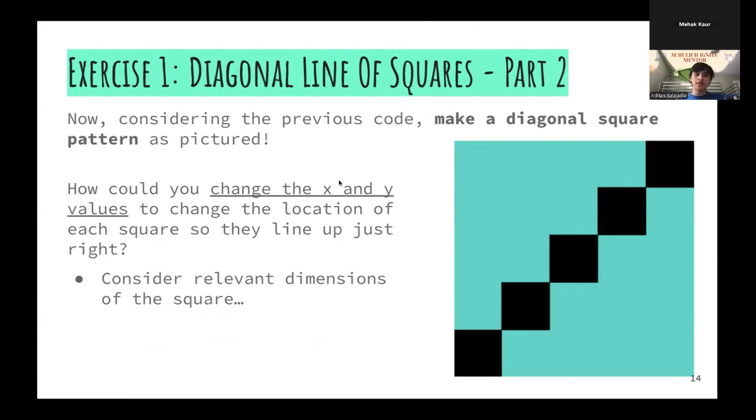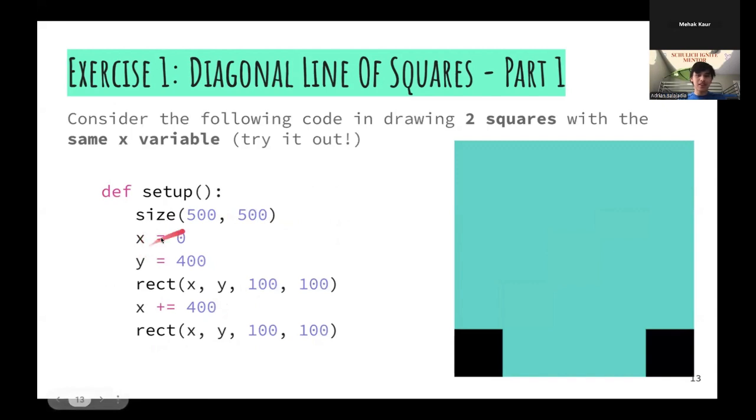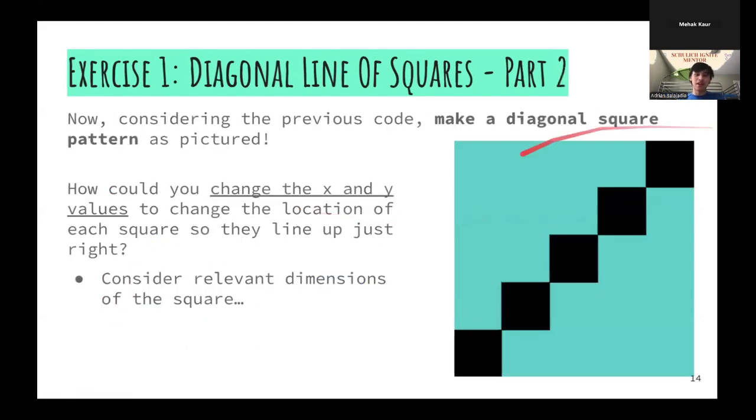And just some food for thought: how could you change the x and y values to change the location of each square so that they line up just right? Look at these variables here. Try not to hard code anything, but think about how you could manipulate or change these variables so you could end up with this.